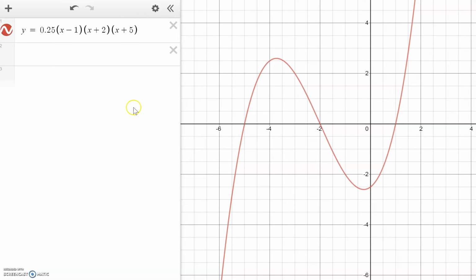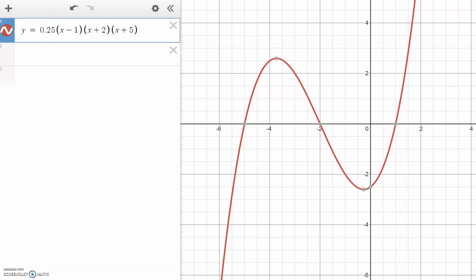We are in Desmos at the moment, and I've input a formula that we looked at the end of last term. This was the factorized form where we can see three brackets, and each of those brackets indicates what the x-intercepts will be of that cubic. So we can see x minus 1, that means we're going to have an intercept of positive 1, and we can see that on our cubic. Then we've got x plus 2, we can see an x-intercept at minus 2, and then we've got x plus 5, where we can see an x-intercept at minus 5.